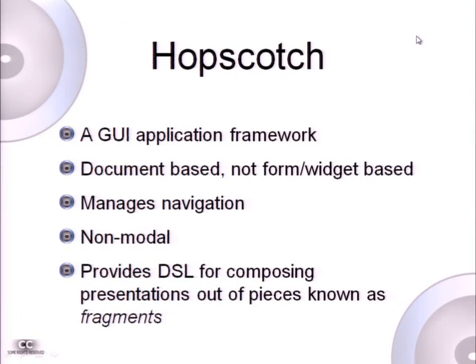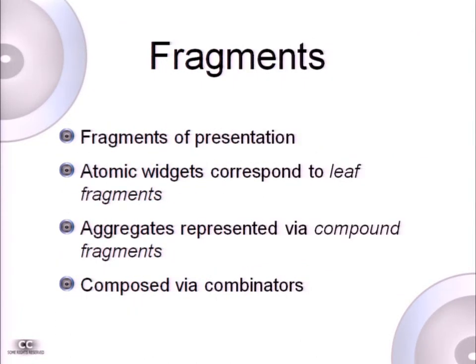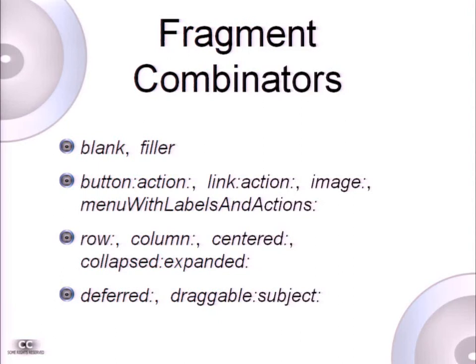What else did I want to say here? Fragments. So how do we actually get this stuff to work? We get it to work by virtue of this domain-specific language where you define your presentation by using essentially a combinator library, but it combines fragments of presentation. So atomic widgets, for example, might be leaf fragments, but we have also compound fragments, and we compose them via these combinators. For example, we've got things like blank, which is just a blank space, or filler, which is an elastic blank space that will fill up any area you need.